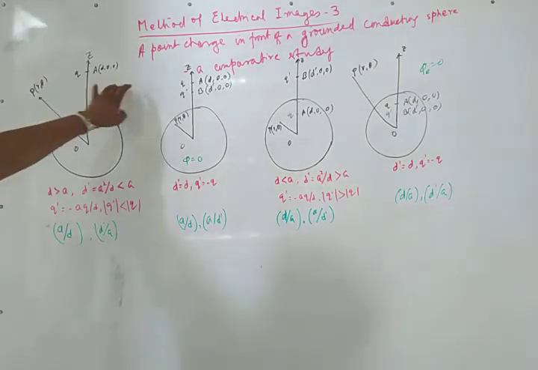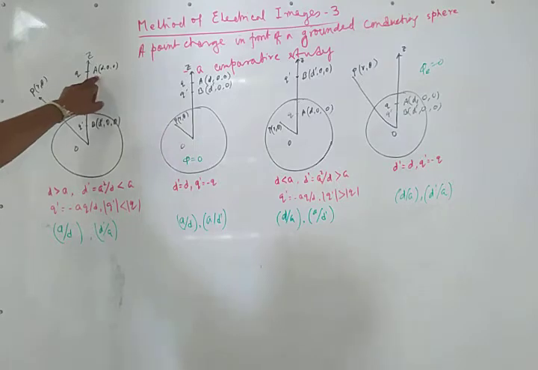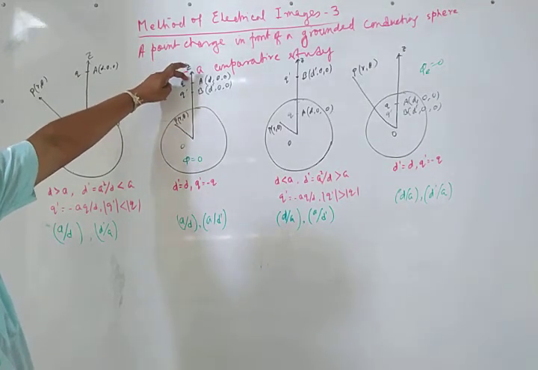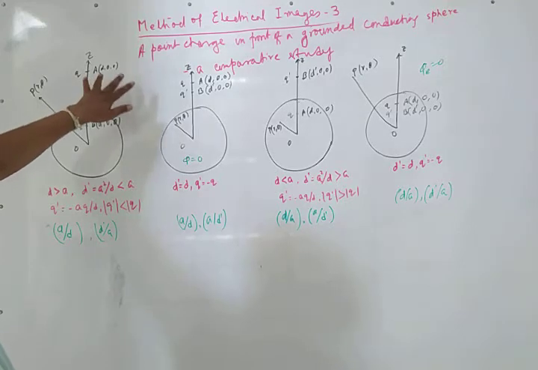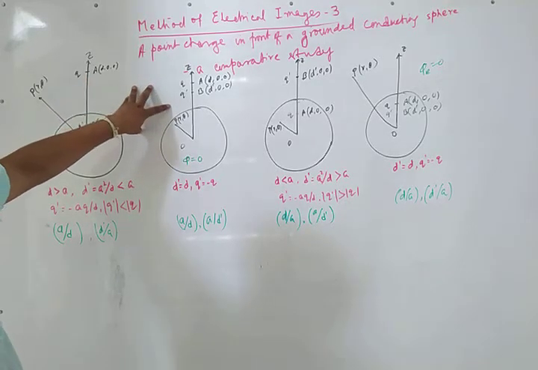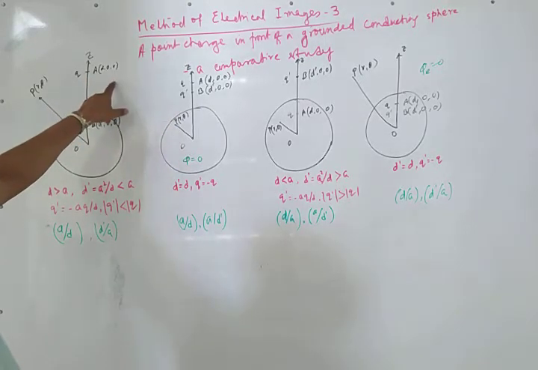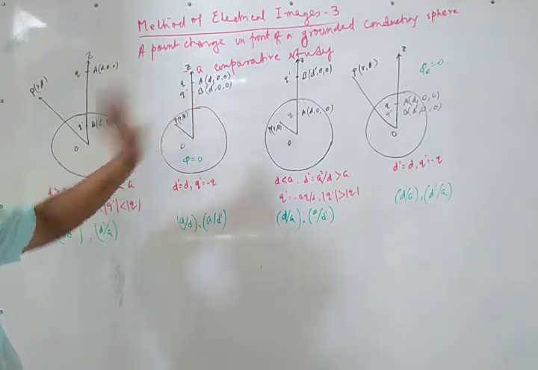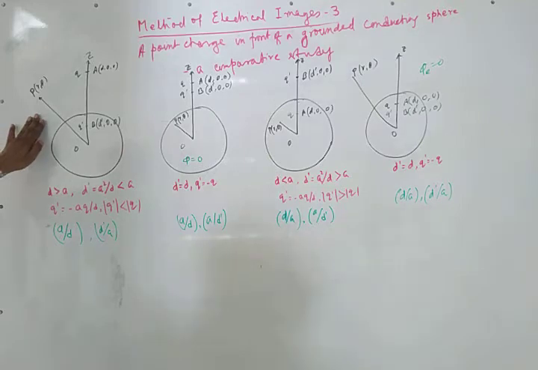In these two cases, the inducing charge A is placed outside the sphere. So the system comprises of a grounded conducting sphere and a point charge in front of it. In this observation that we have worked out in detail in our earlier class, we assume that the point of observation lies outside the sphere.